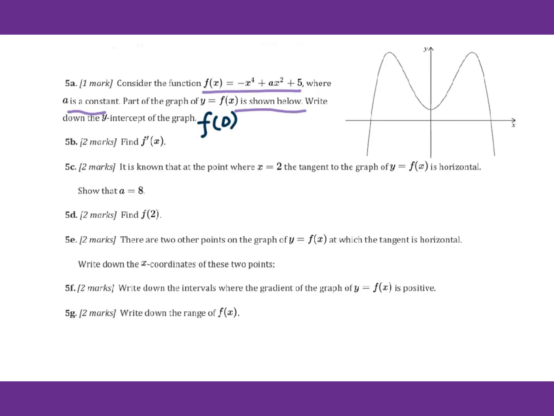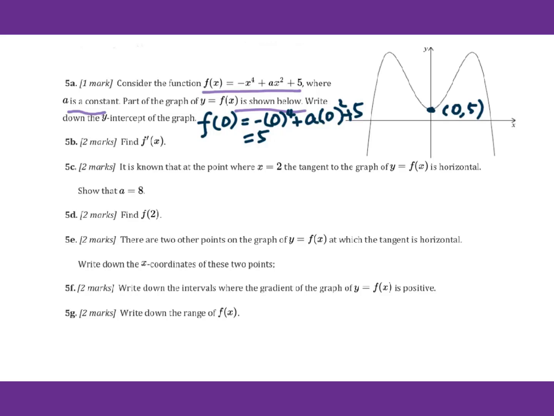Y-intercept, we plug in 0 to this function. You will get negative 0 to the fourth power plus a times 0 squared plus 5. You will get the 5, which means this point is (0, 5).